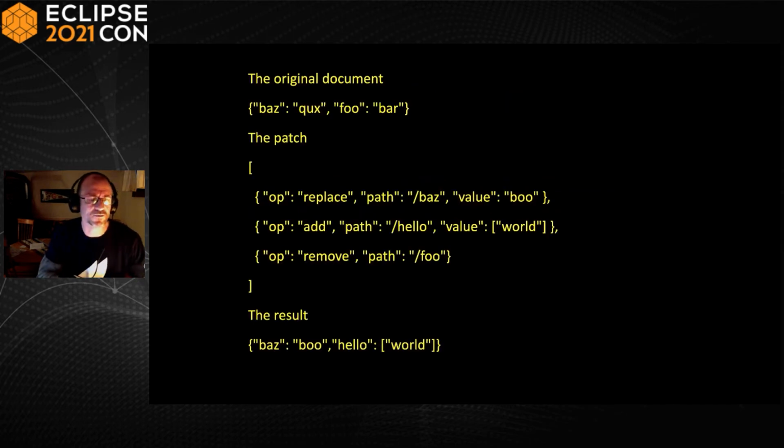In this case, we've got, let's say, the first string that you see. I can pass a patch where I change the operation to replace, and I would take a look at the path and change the BAZ to a new value of boo. Then if you go down, we want to add a new value with a path of hello and the value of world, and then remove the foo path. At the bottom would be the result. The value would be changed for the BAZ, and there would be a new path, hello, with world.